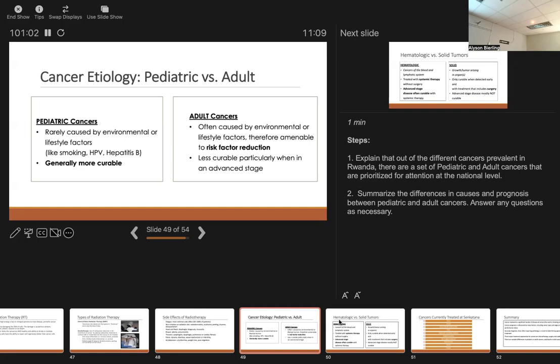So as I mentioned earlier, adult cancers with stage 4 disease typically are not curable. Sometimes in pediatric cancers, even if a patient has a high stage 3 or stage 4, we might still be able to cure that cancer.